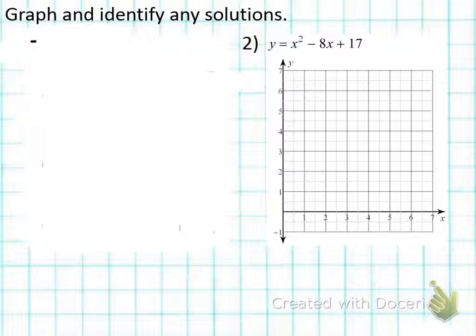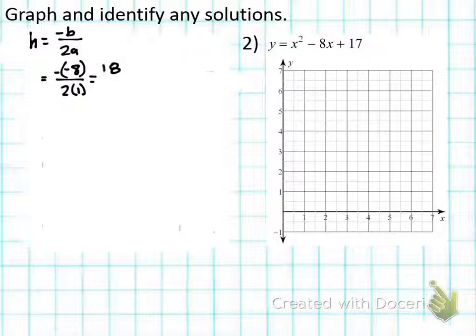So I'm going to start with h, which is h is equal to negative b over 2a. Okay? So I know that b is equal to negative 8, so it's going to be negative 8 over 2 times 1. And I'm solving this. Negative 8 is positive 8 over 2, which is equal to 4. So that's what our h is, okay?